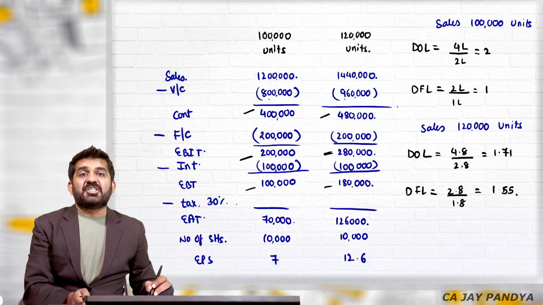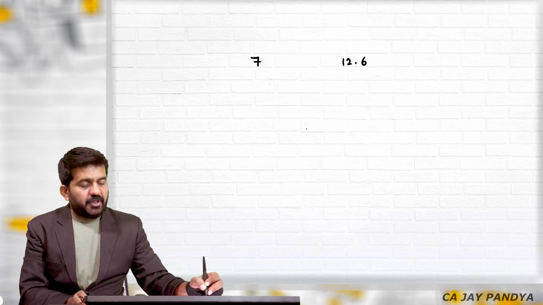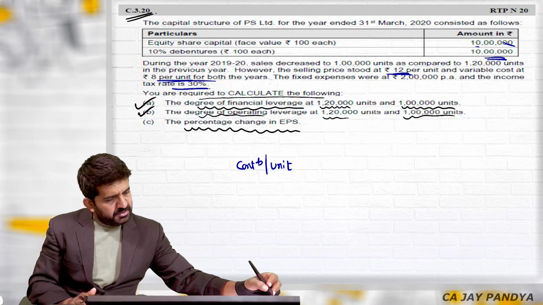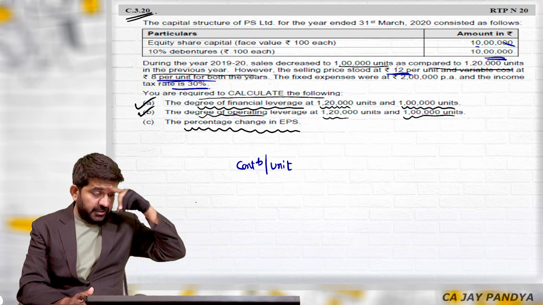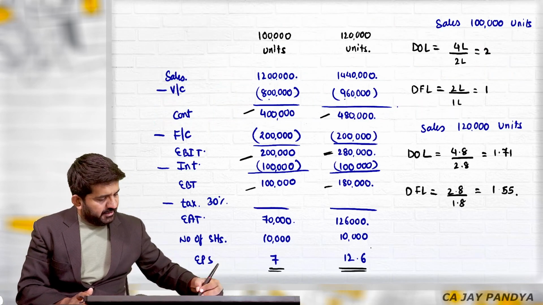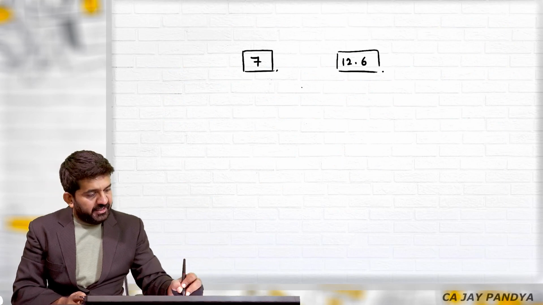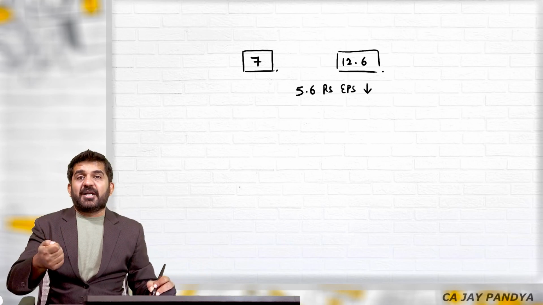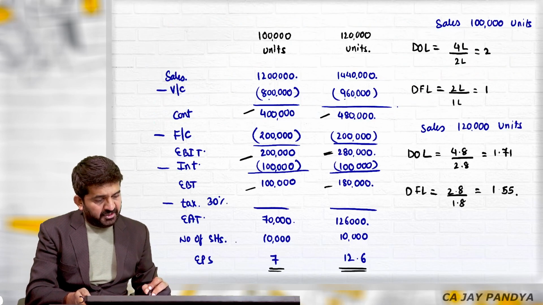The percentage change in EPS. The EPS has changed from 7 to 12.6, or from 12.6 it has become 7. In the current year, sales decreased to 1 lakh units as compared to 1,20,000 units in the previous year. So in the previous year it was 1,20,000 units and EPS was 12.6. Now it has decreased to 7. So it has decreased by 5.6 rupees. EPS has decreased compared to the previous year, and they also want the percentage change in EPS.